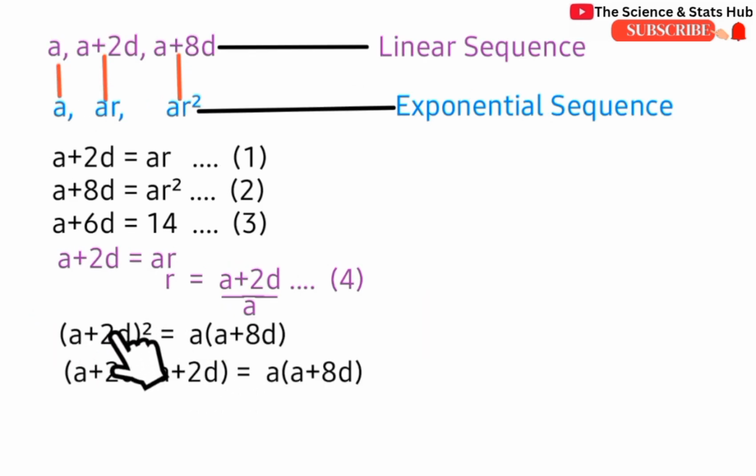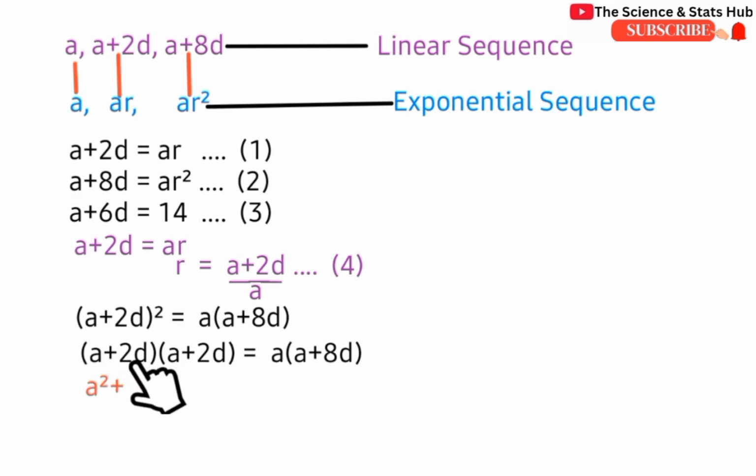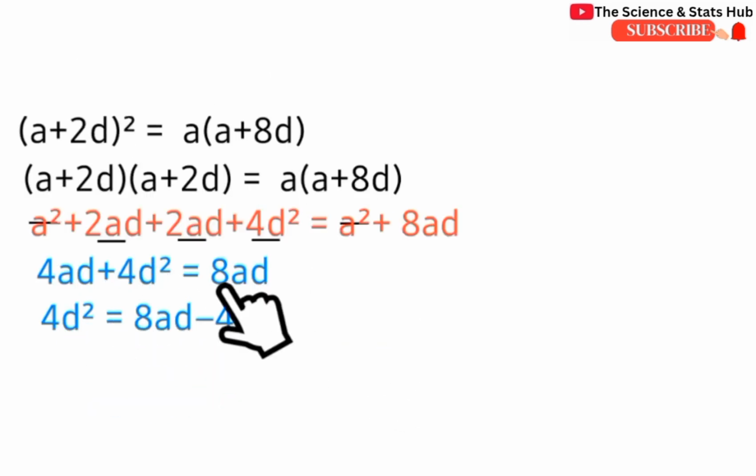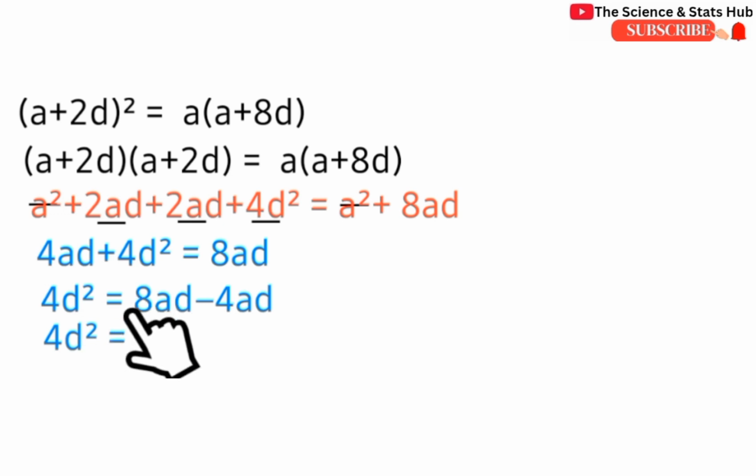A plus 2D squared means A plus 2D multiplied by A plus 2D, equal to A multiplied by A plus 8D. A times A is A squared, A multiplied by 2D, 2D multiplied by A, 2D multiplied by 2D. On the right, A multiplied by A plus A multiplied by 8D. A squared here eliminates the A squared here. 2AD plus 2AD plus 4D squared equal 8AD. 4D squared equal to 8AD. When positive 4AD crosses to the right hand side, it becomes negative 4AD. 4D squared equal 8AD minus 4AD.